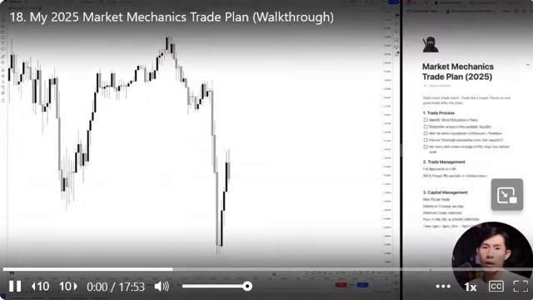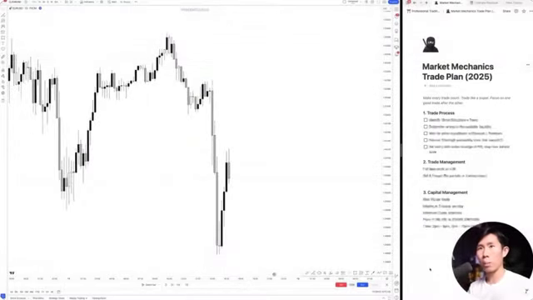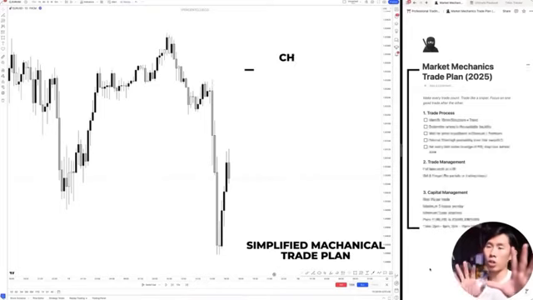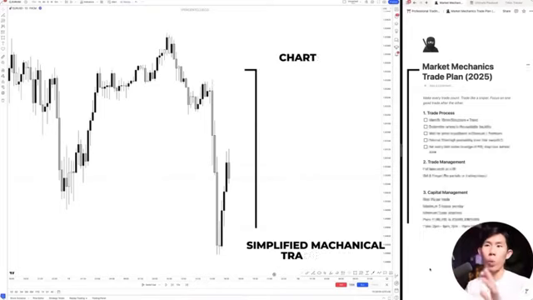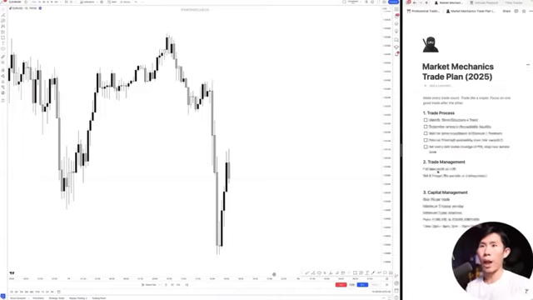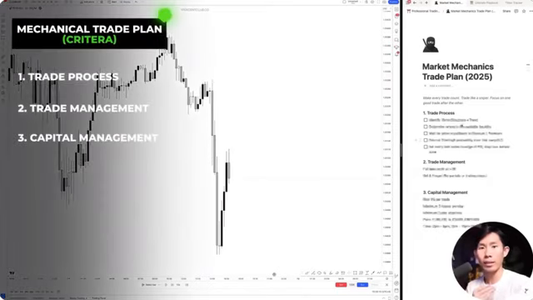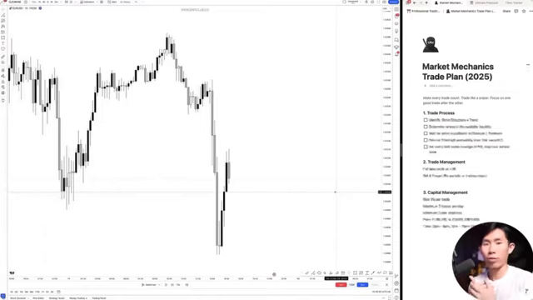What we have on the screen right now is the simplified mechanical trade plan on the right hand side and the charts on the left hand side. So usually when I'm marking on my charts, I'm going to have the trade plan open right next to my chart so that I can just refer to it and ensure that I go through the checklist inside the trade plan itself. Right, and if there's a trade that meets the criteria, I'll take the trade, and if there's no opportunities, then I'll just stay out of the market.